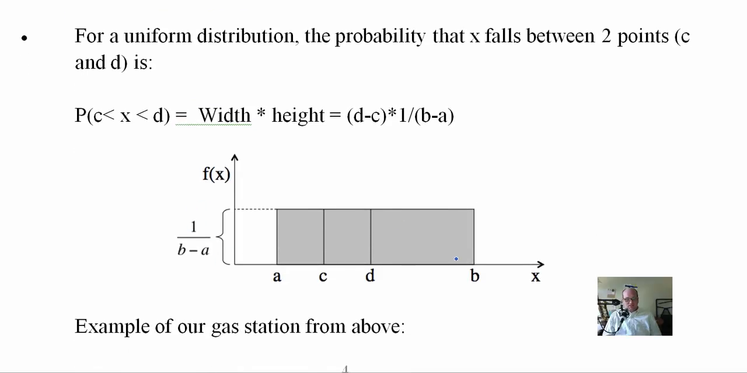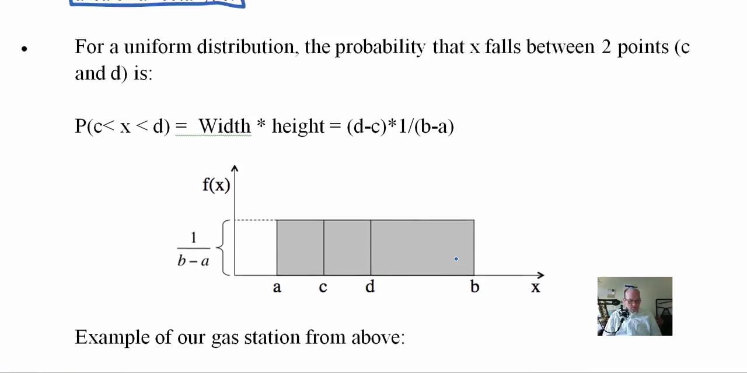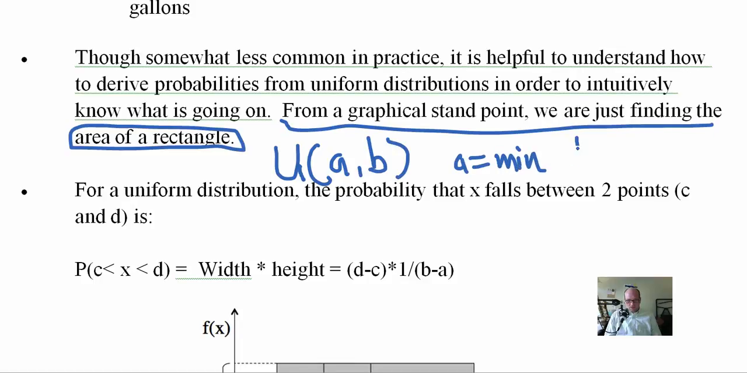Actually, I'm going to show you a different way to do this. But before I do that, I'm going to say that oftentimes for uniform distributions, we see them written in shorthand like this. We see a U, where A is our minimum and B is our maximum. So A equals the min, B equals the max. That's how it would be written.